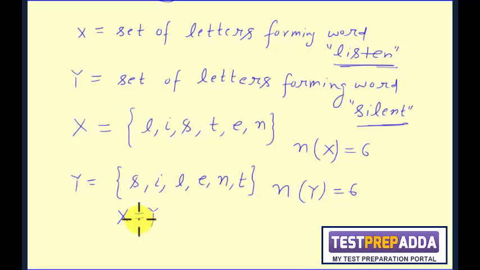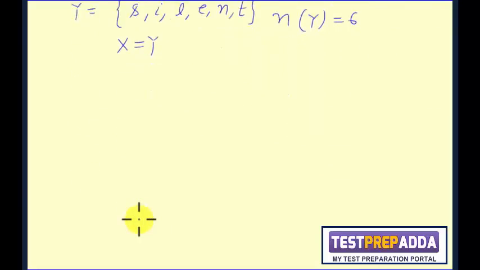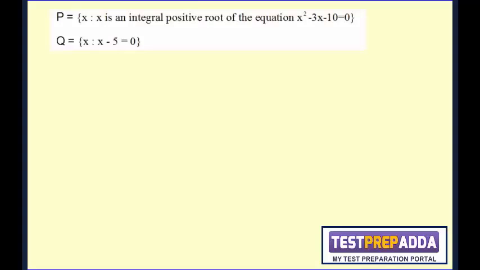Now I'll take another example here. Consider two sets P and Q. Set P is all values of x such that x is an integral positive root of the equation x square minus 3x minus 10 is equal to 0. Now set Q is all values of x such that x minus 5 is equal to 0.